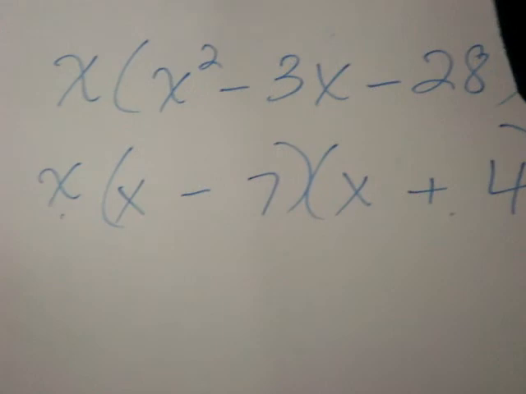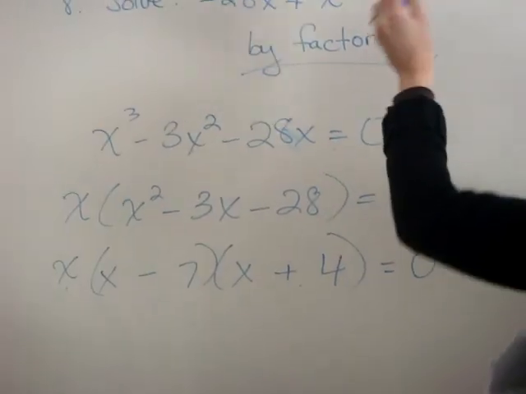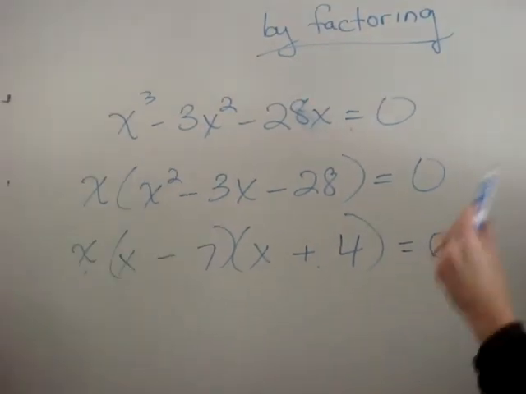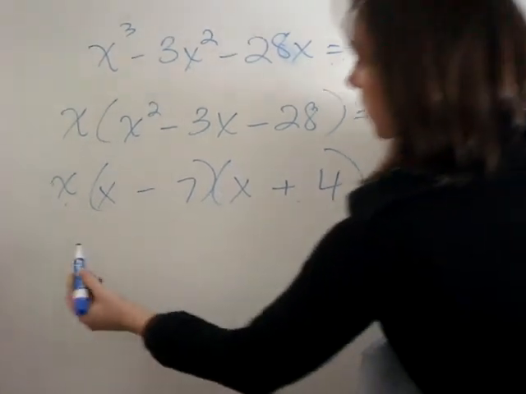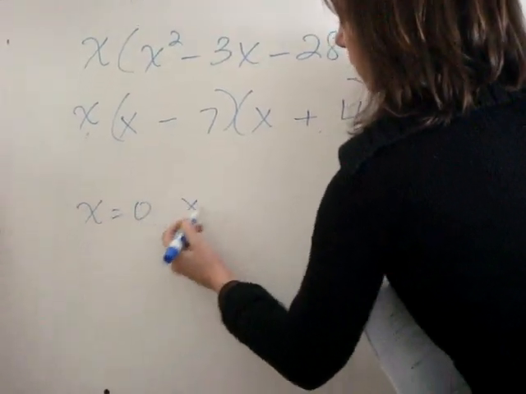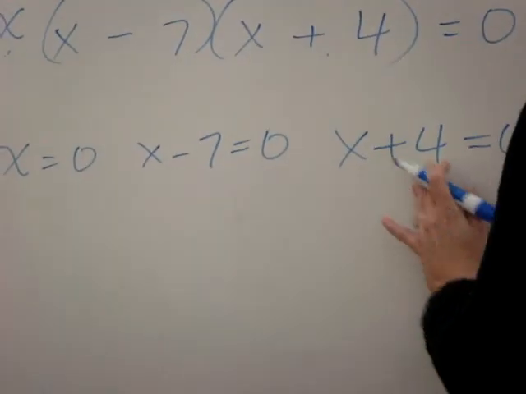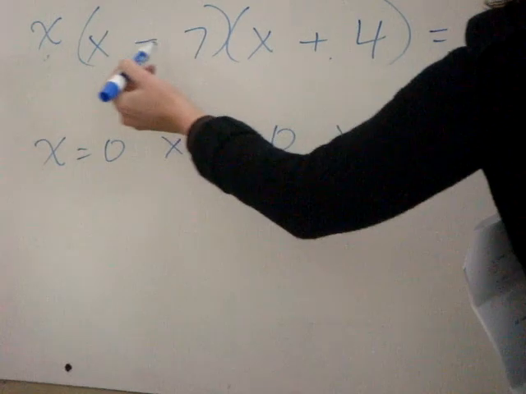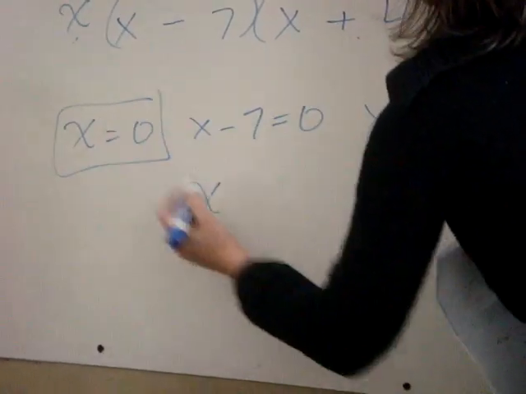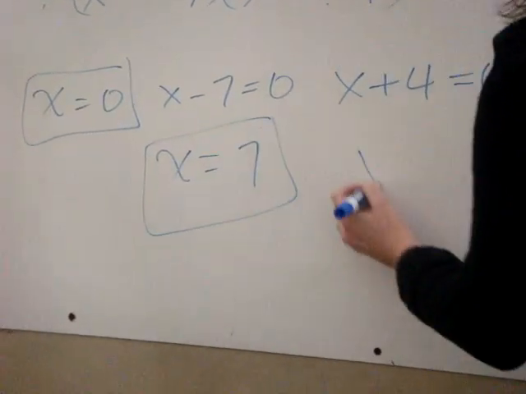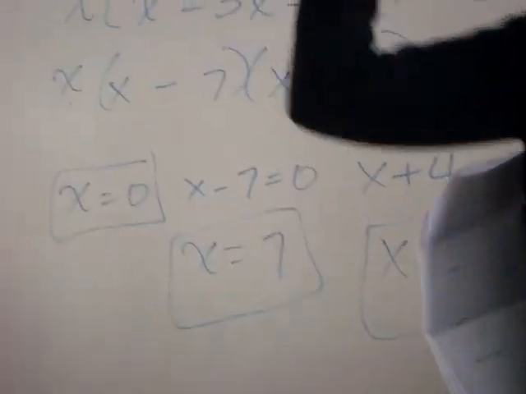When the highest exponent is a 3, we should have 3 answers. When the highest exponent is a 2, we have 2 answers. So we should have 3 answers to this. We're going to set each of these factors equal to 0. So we get x equals 0, x minus 7 equals 0, and x plus 4 equals 0. Because if any of these are equal to 0, because they're multiplied together, it's going to be equal to 0. So we get x equals 0, x equals 7, and x equals minus 4. And those are the 3 solutions to this problem.